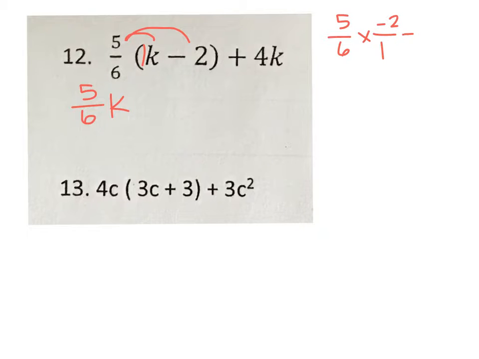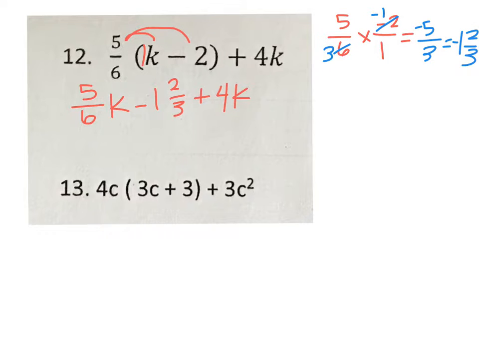So 5/6 times -2 over 1. I would cross simplify here, so -2 divided by 2 is -1, 6 divided by 2 is 3, and then multiply across, so 5 times -1 is -5, 3 times 1 is 3, and that simplifies to -1 2/3. So I have -1 2/3, and don't forget to bring down that 4k, so plus 4k.